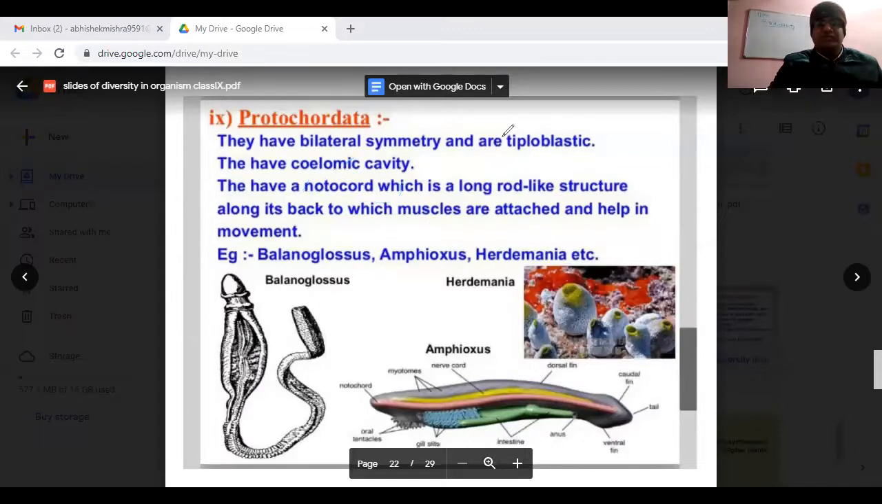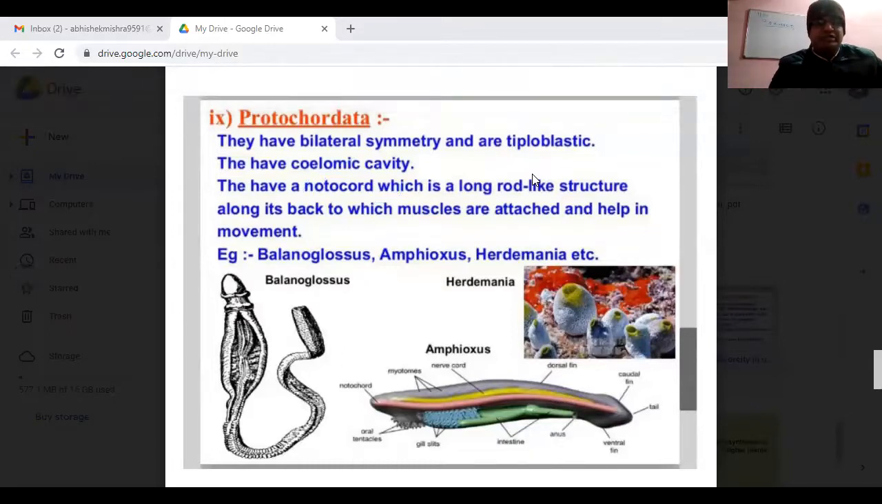Now, one very important thing, students: protochordates have the notochord. Due to the presence of the notochord, a separate phylum is present, which is phylum Chordata, which you know in class 9 as the phylum vertebrata also. So Protochordata have the notochord, which is a dorsal hollow, rod-like structure with which the muscles are attached and which helps in their movement. Is it clear to all, the Protochordata?